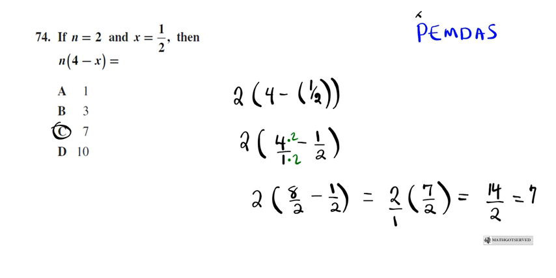Answer is C. Okay? Another way you could have done this, you could have distributed the 2. That's perfectly fine also, because you're basically dealing with the parentheses in that process. That will also give you 7. All right.